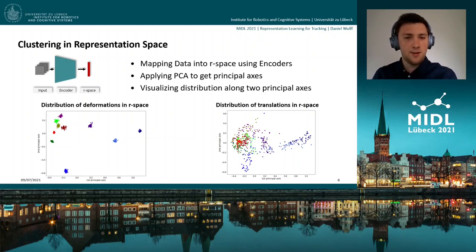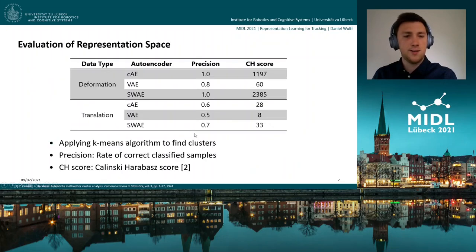To evaluate the distribution in the representation spaces, a k-means clustering algorithm was performed to find 10 clusters inside the representation space. To quantify the results, first the rate of correctly classified samples is determined, which is the precision. Secondly, the Calinski-Harabasz score was determined, which is a ratio between the intra-cluster and the inter-cluster dispersion.